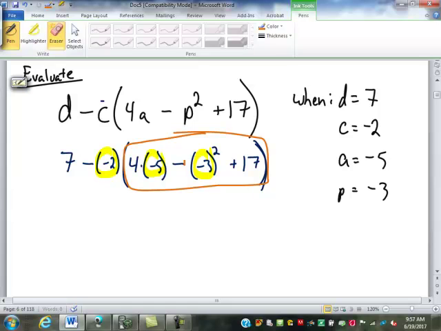What do I have to do first in there? Careful. First of all, let's go through the steps. Are there any other enclosing symbols? No. We do have an exponent. Negative 3 squared, which is positive 9. Remember, anything squared will be positive. So then I rewrite the rest of the problem.